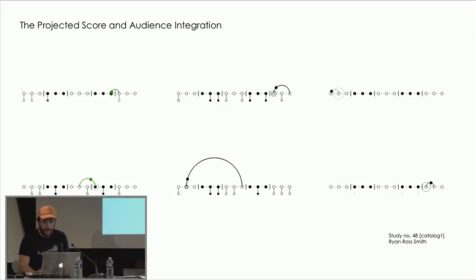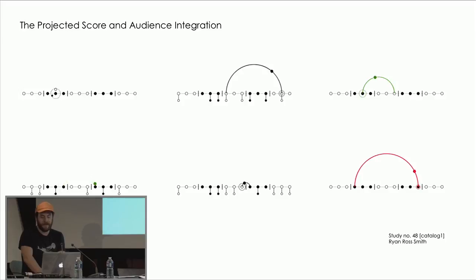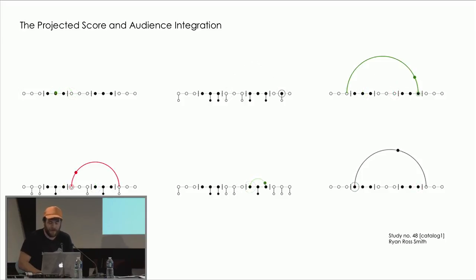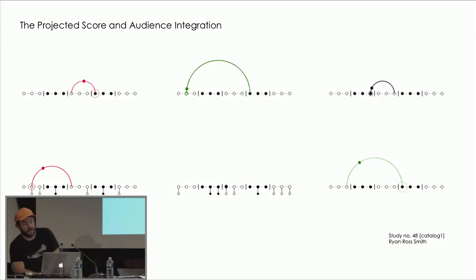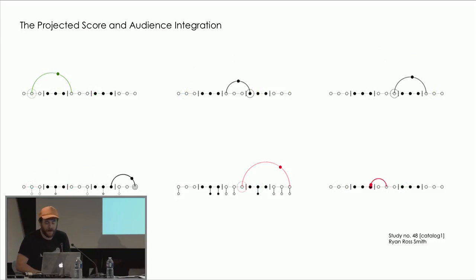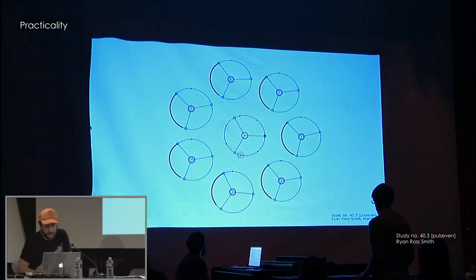Okay, so lastly, the projected score and audience integration. Performances utilizing animated scores will often, but not always, feature a large-scale projection of the score for both the audience and the performers. And I would argue that there are several reasons for this.